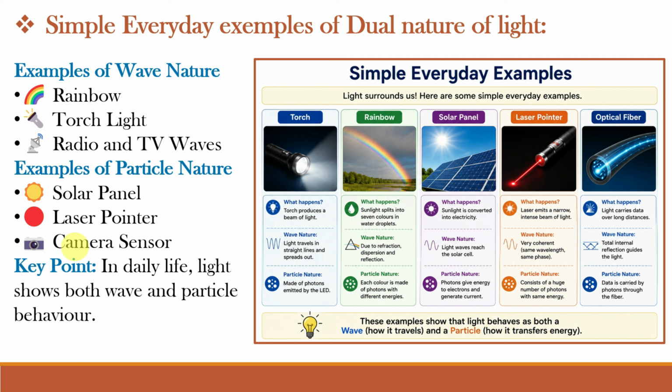Similarly, the camera sensor in a mobile phone or digital camera detects incoming photons and converts them into electrical signals to form an image. So in our daily life, we observe both the wave nature and particle nature of light in different applications. This shows that both behaviors are equally important and together explain the complete nature of light.